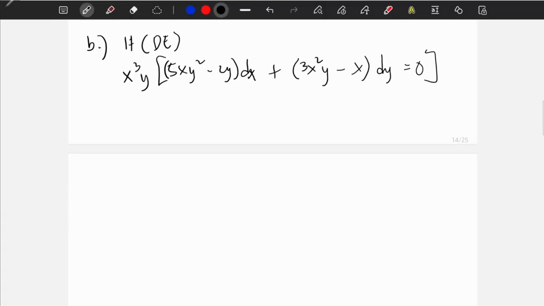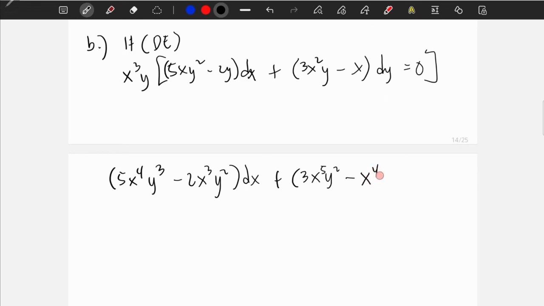x cubed y times 5xy squared is 5x to the power of 4 y cubed. x cubed y times negative 2y is negative 2x cubed y squared dx, plus distribute x cubed y to this expression. x cubed y times 3x squared y is 3x to the power of 5 y squared. x cubed y times negative x is negative x to the power of 4 y, dy equal to 0.